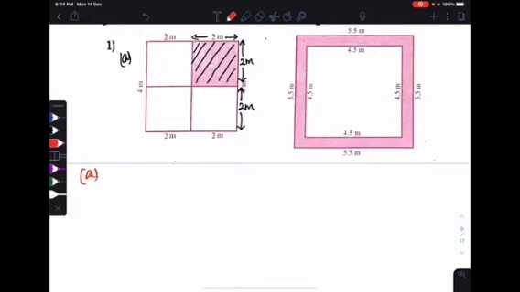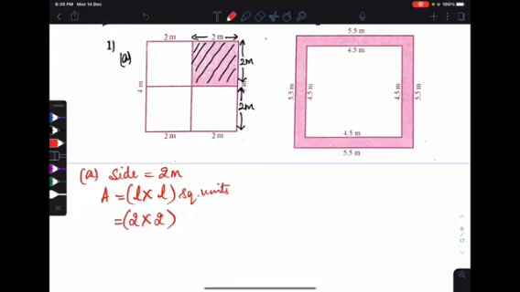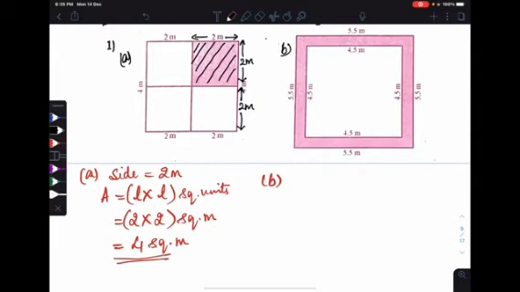Now for the first one, the given data is side is equal to 2 meters. Since it's a square, area is equal to L into L or side into side square units. This is equal to 2 into 2 square meters, which is equal to 4 square meters. The area of this particular square which is shaded is equal to 4 square meters. Now going on to the second one. We'll name this as B.